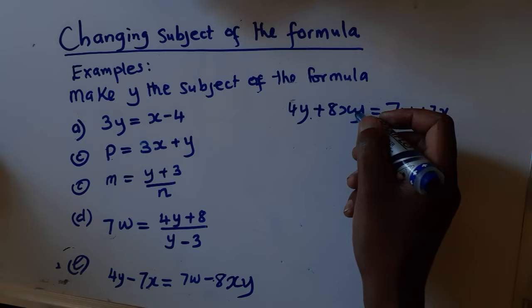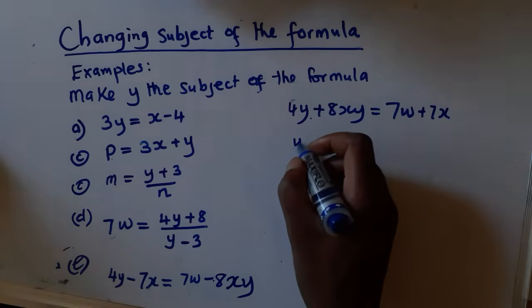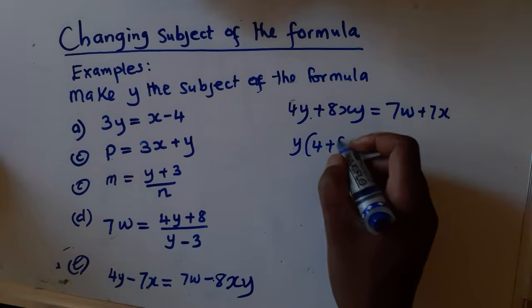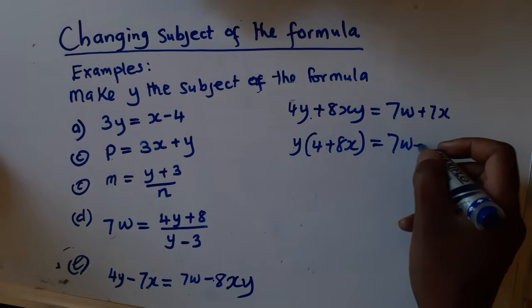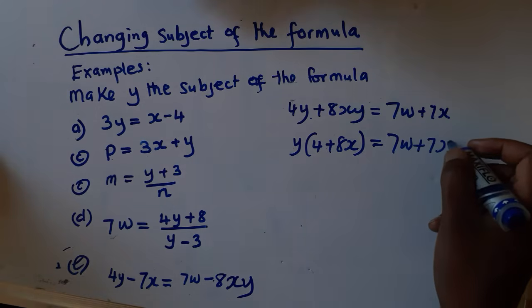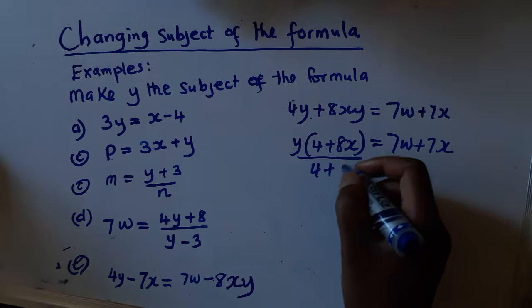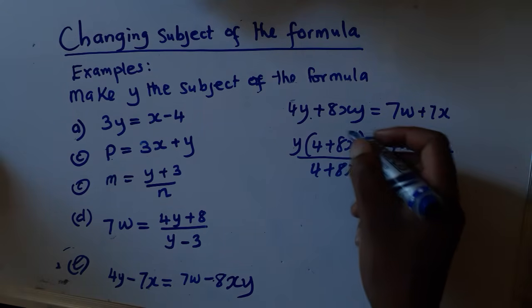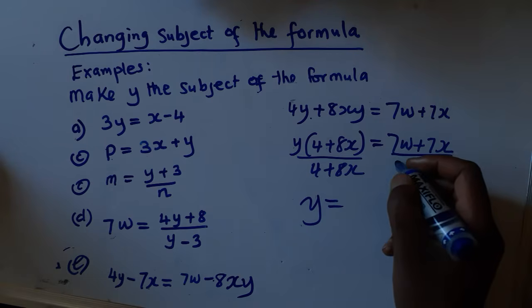Then here we factorize y. You have got y, you've got y. You can't add them because they're unlike terms. So you have got y times 4 plus 8x is equals to 7w plus 7x. Then you divide both sides by 4 plus 8x because you do not want this part. You want y to remain alone.